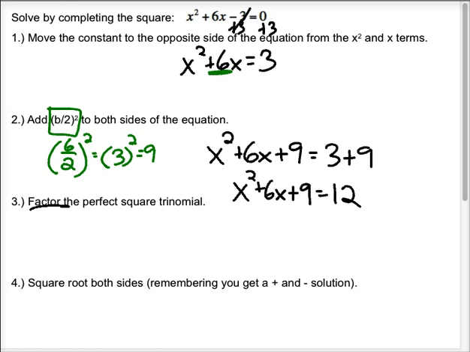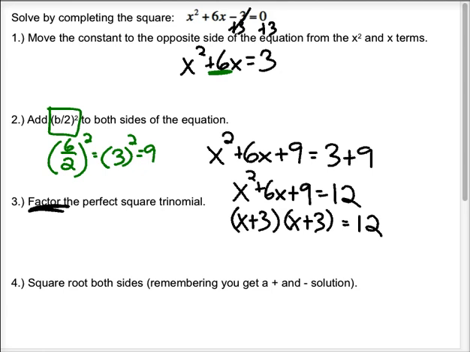Step 3. Step 3 now says what you have left should factor. So x squared plus 6x plus 9. Now again, I'm not going to spend too much time on the factoring process here. We already spent a lot of time on that back in section 4, so I'm going to assume that you know how to get x plus 3 and x plus 3. Because 3 times 3 is 9, and 3 plus 3 is 6.